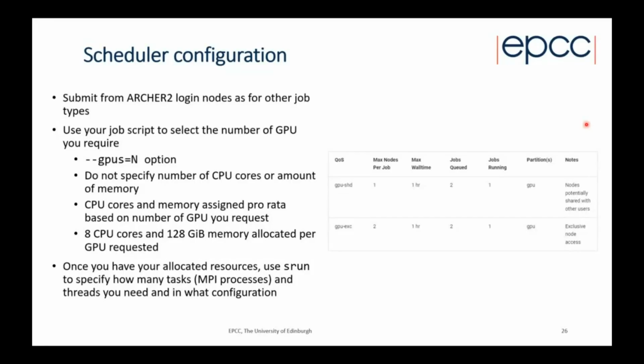We have 2 types of access. We have GPU shared, which means you get a fraction of a node, or you get GPU exclusive, where you hold the whole node. We'll be using GPU shared because we'll be using very small pieces of code, and that allows us to get a large number of people onto the system to do their testing. So please remember to use GPU shared through these examples.